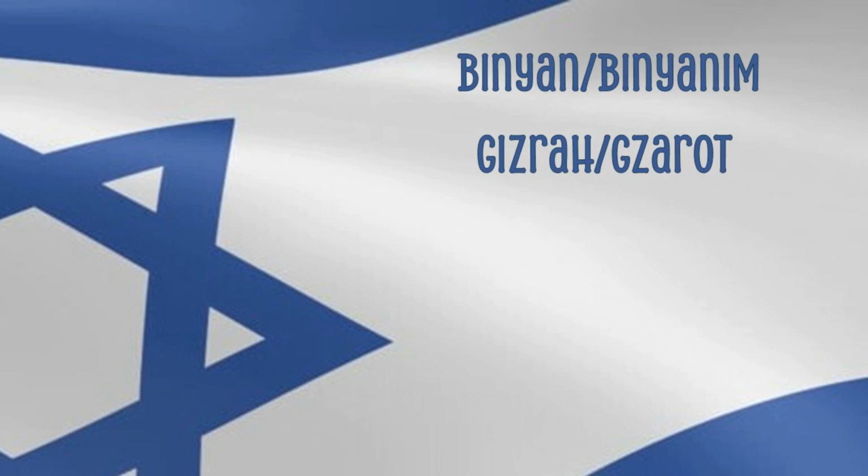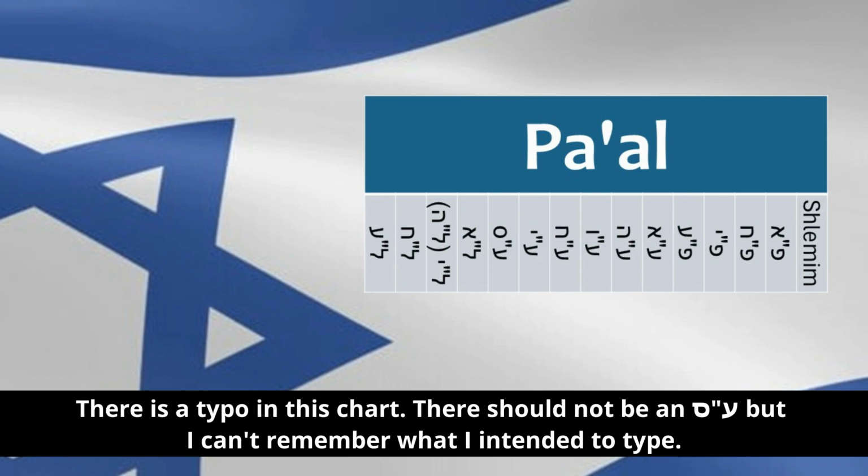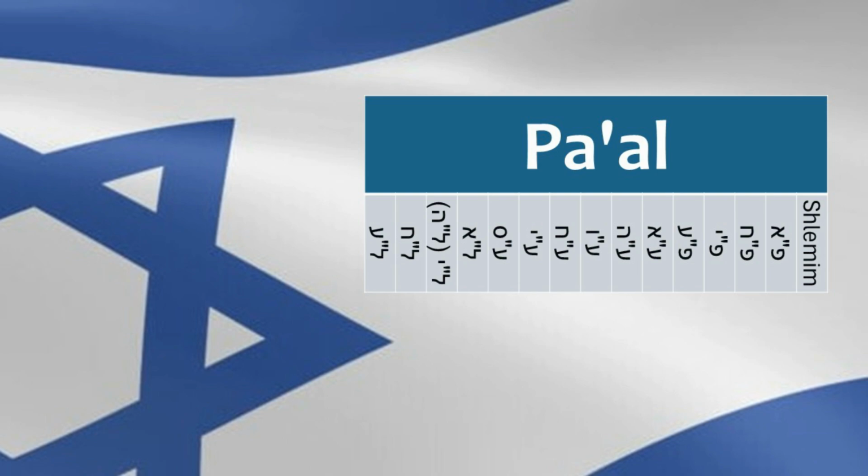Okay, moving on. So a binyan is one of the 7 main categories, and a gizra is a subcategory within these main categories. And the plural of gizra is gzarot. Verbs of a gizra all share a similar modification to the main pattern, due usually to a problem letter. So here I'm showing you all of the gzarot that I can remember from the binyan pa'al. Amazingly, I cannot find a complete and exhaustive list of gzarot.